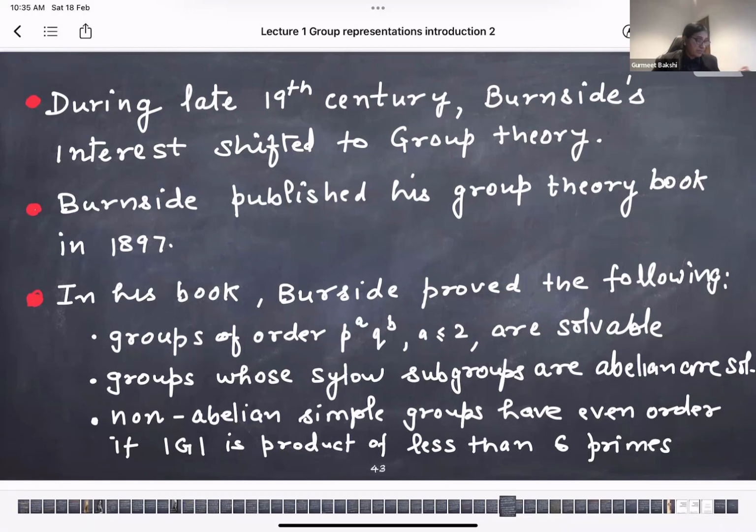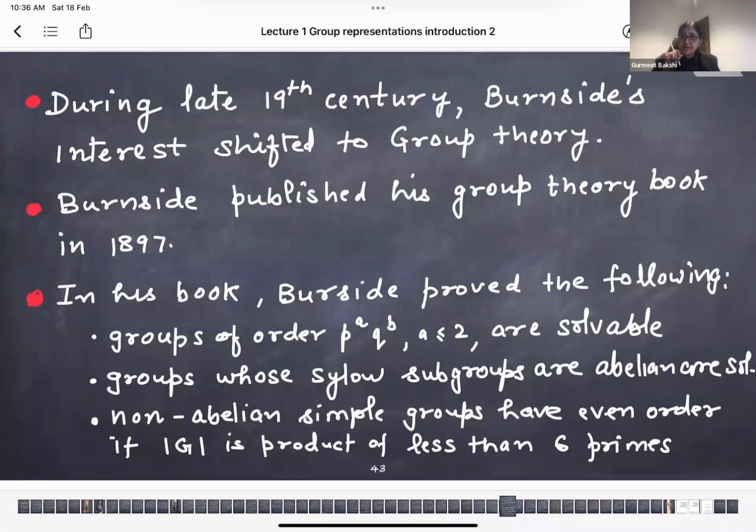group theory came. In his book, Burnside proved the following: groups of order p^a q^b, a less than or equal to 2, are solvable. So groups of order p q^b, p^2 q^b are solvable, but not beyond that; he could not prove that at that time. And then groups whose Sylow subgroups are abelian are solvable.